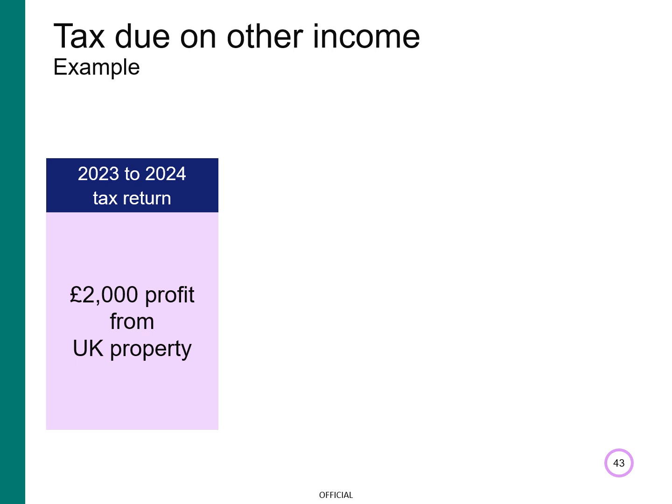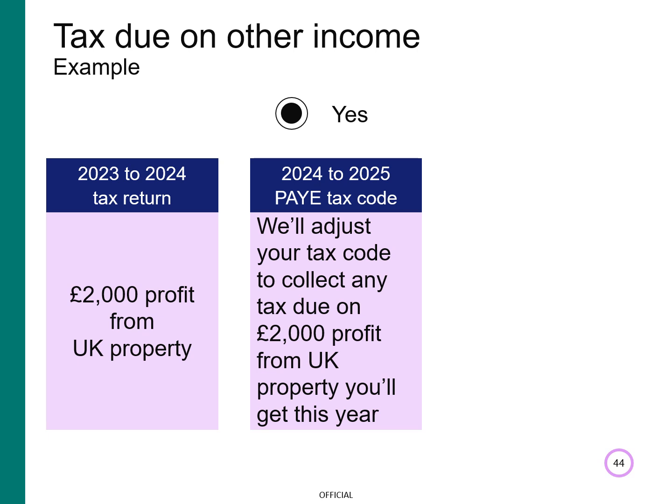On this tax return, you tell us you had a £2,000 profit from UK property. If you choose yes to this question, we'll adjust your tax code for this year to try to collect any tax due on £2,000 of property income that you'll get this year. When you fill in your tax return for 2024 to 2025, if we can collect it, you'll have paid the tax due on £2,000 of UK property income already through your PAYE source of income.